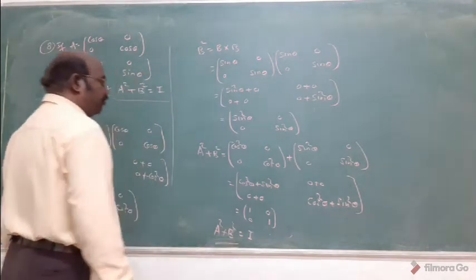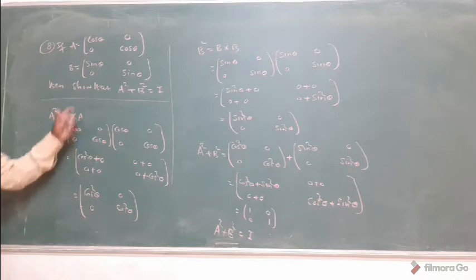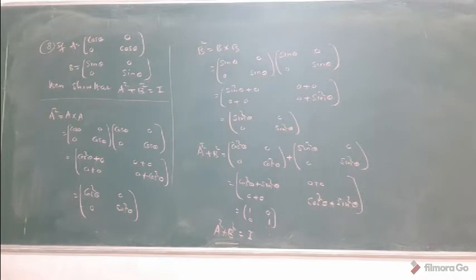But one question: you want to prove A square plus B square equals I. How do we get the answer? So you want to do it with a simple concept. First find A square: A into A, first A, second A. Now what are we using? First row first column, first row second column, second row first column, second row second column. In this way you multiply and add. That's very important. That's all.